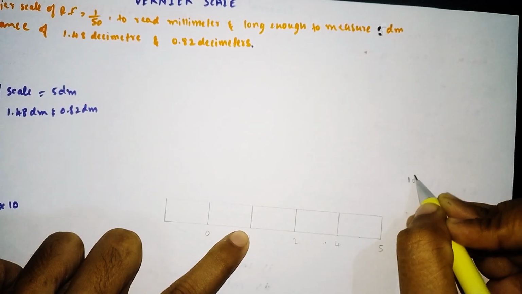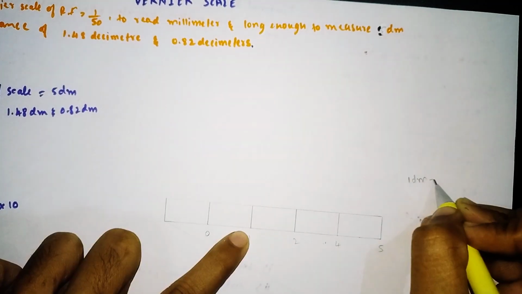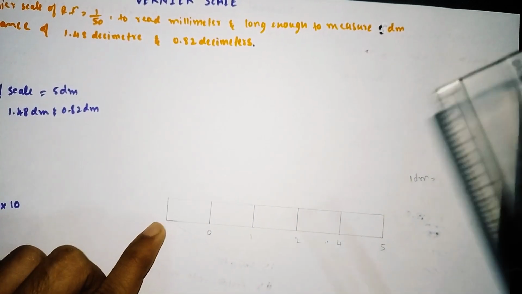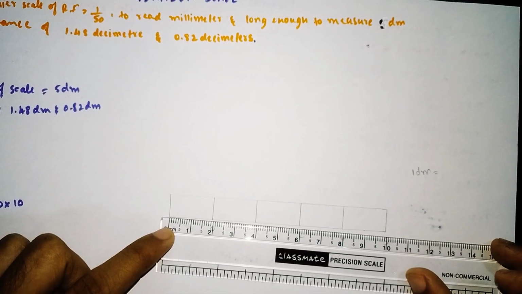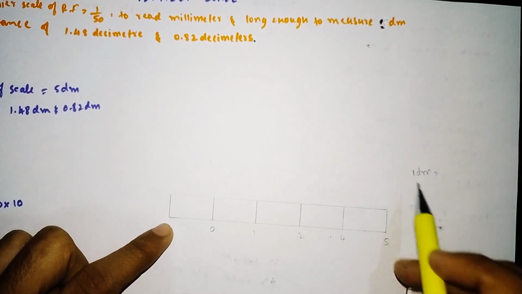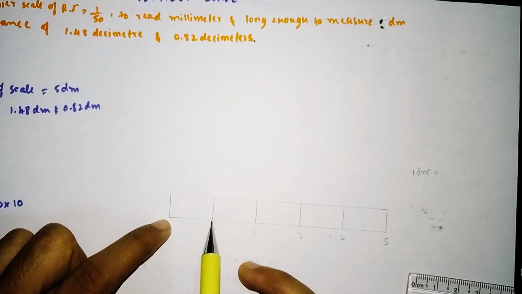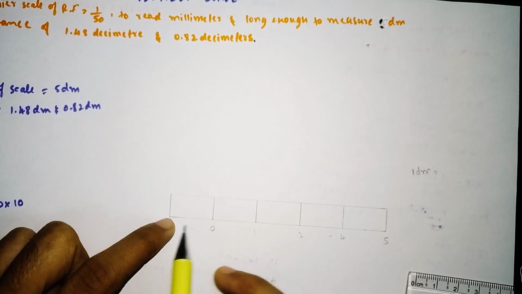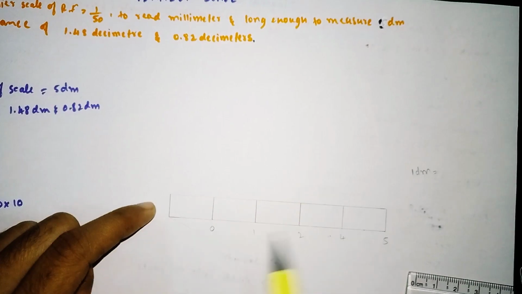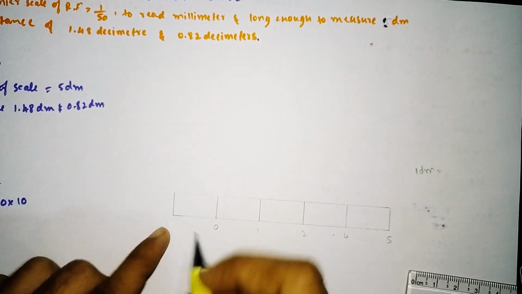1 decimeter is equal to 10 centimeter, as we have known. So now what we have to do is, this 1 decimeter is equal to 2 centimeter. From here to here is equal to 1 decimeter. 1 decimeter is equal to how much centimeter? This is 2 centimeter. So the 2 centimeter line is the distance from here to here.